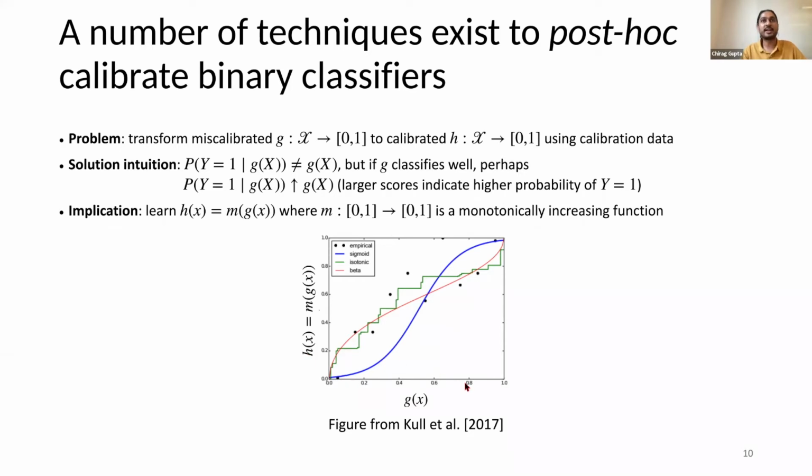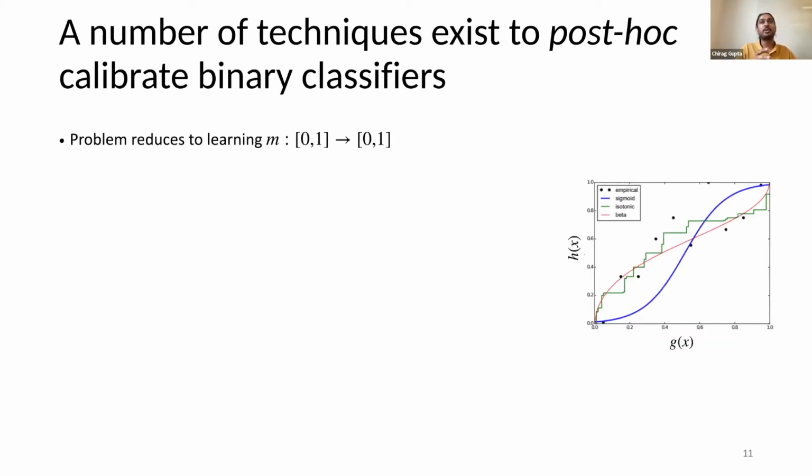So whenever G said something like 0.8, the blue curve would say almost 0.9. So it maps 0.8 to 0.9, whereas the green and the red curves would say something a little less than 0.8. And that's the broad goal. So now we've reduced our problem to learning this mapping M. We've reduced our binary post-hoc calibration problem to using some data to learn this mapping M.